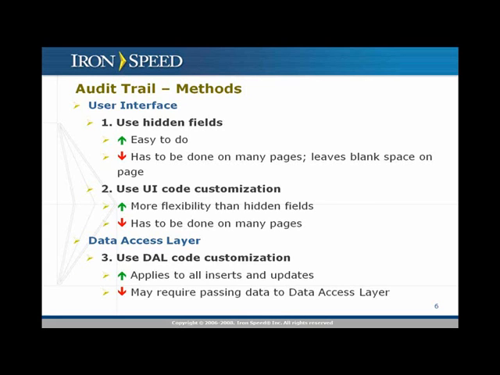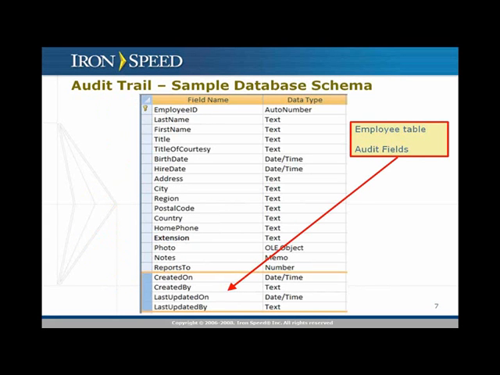And instead of doing it in IronSpeed Designer, I'm just going to give you a presentation here so that you will have a copy of this at the end of this session and be able to download and go through that. So let's look at what our database schema looks like. Here's an employee table, and I have four audit fields. There's created on, created by, last updated on, and last updated by. The created by and the last updated by are just text fields. I just want to store the username or the user ID there for the time being. And the created on and last updated on are just date time fields.